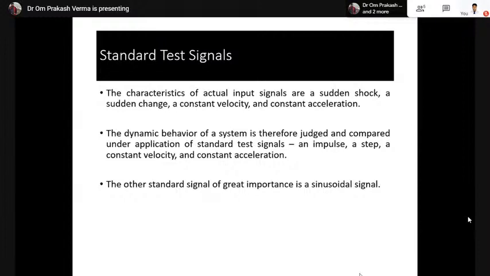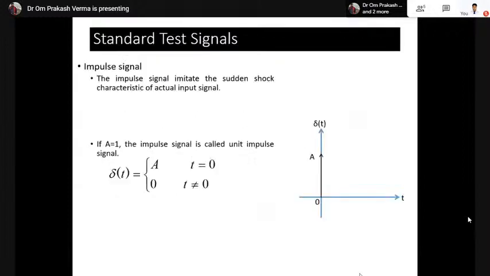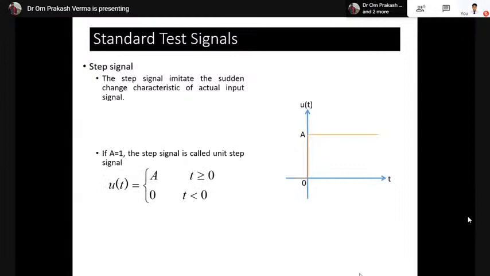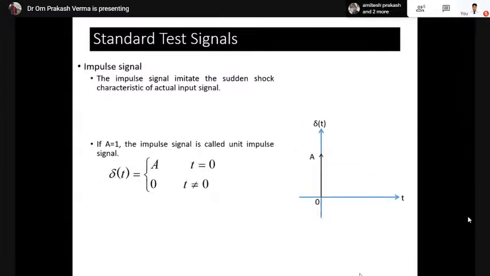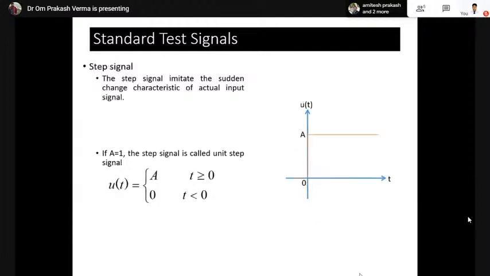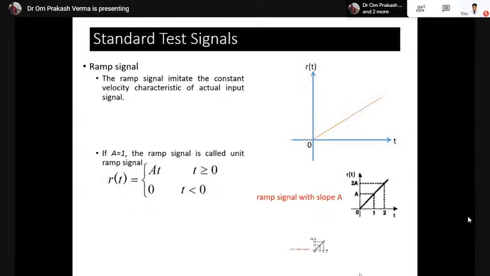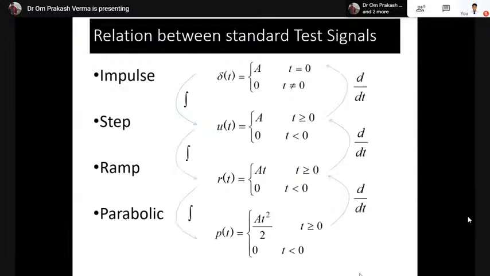We discussed the basic four types of standard test signals: the impulse signal, the step signal, the ramp signal, and the parabolic signal. We understood what the impulse signal is and what the step signal is, what the limitations are and how the impulse signal is derived, and what the value at t equal to 0 of the step signal is in actual. Then we discussed the ramp signal. Then we established the relationship between the impulse, step, ramp, and parabolic.